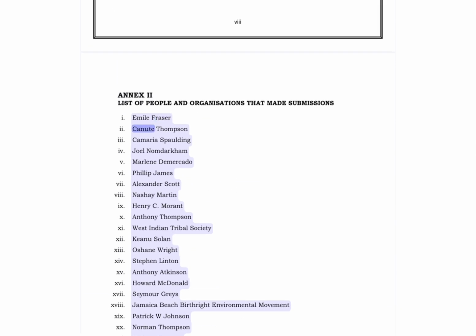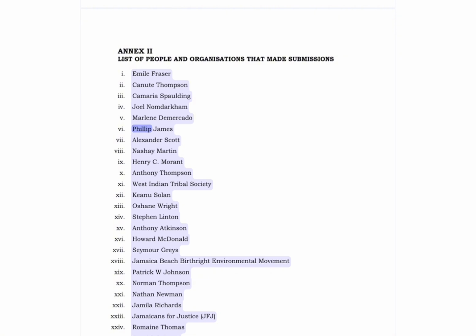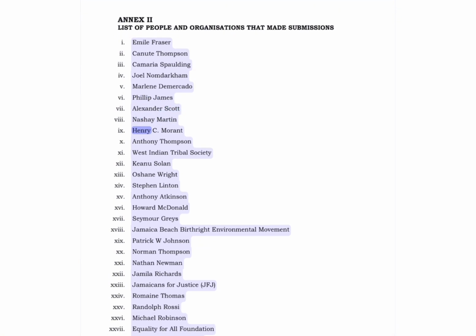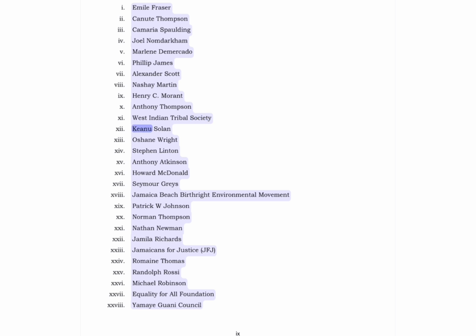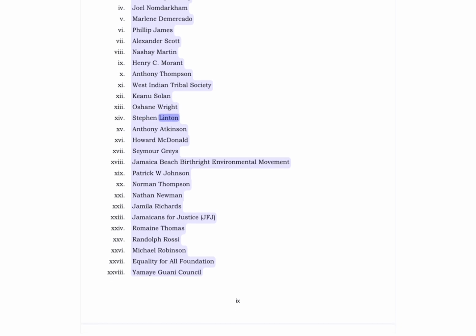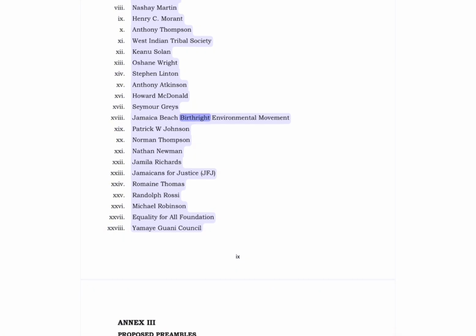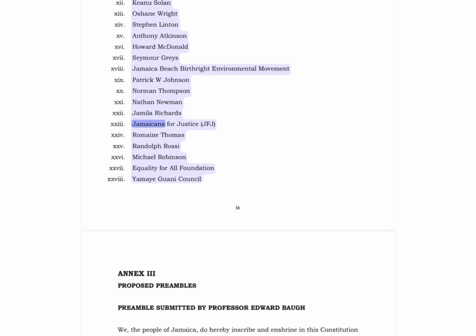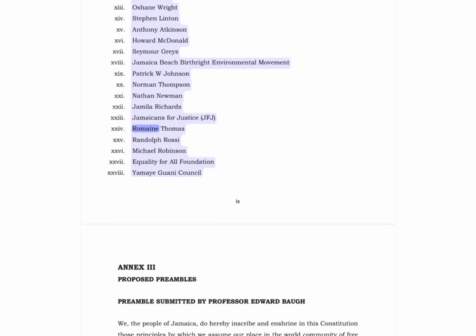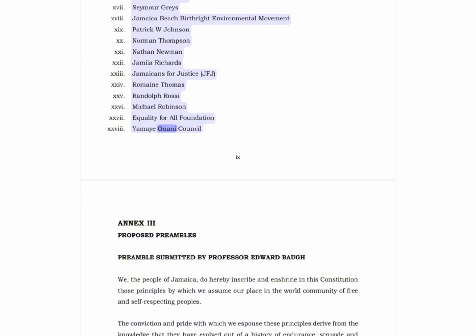Emile Fraser, Canute Thompson, Camaria Spalding, Joel Namdarkham, Marlene Demercado, Philip James, Alexander Scott, Nashe Martin, Henry C. Morant, Anthony Thompson, West Indian Tribal Society, Keanu Solon, O'Shane Wright, Stephen Linton, Anthony Atkinson, Howard McDonald, Seymour Grays, Jamaica Beach, Birthright Environmental Movement, Patrick W. Johnson, Norman Thompson, Nathan Newman, Jamila Richards, Jamaicans for Justice, JFJ, Romaine Thomas, Randolph Rossi, Michael Robinson, Equality for All Foundation, Yamai Iguani Council.